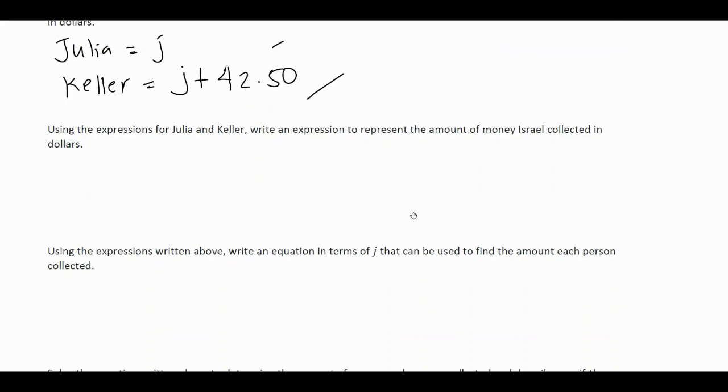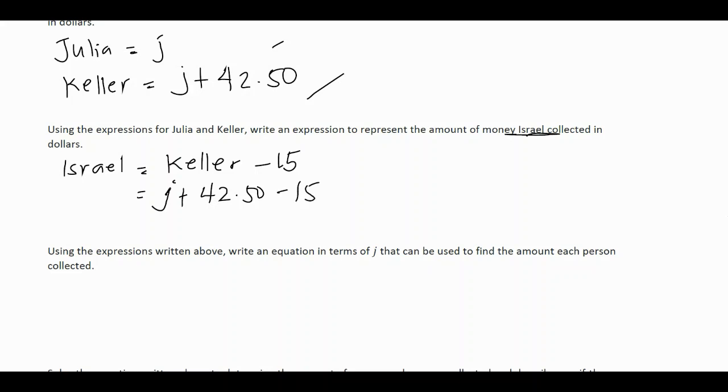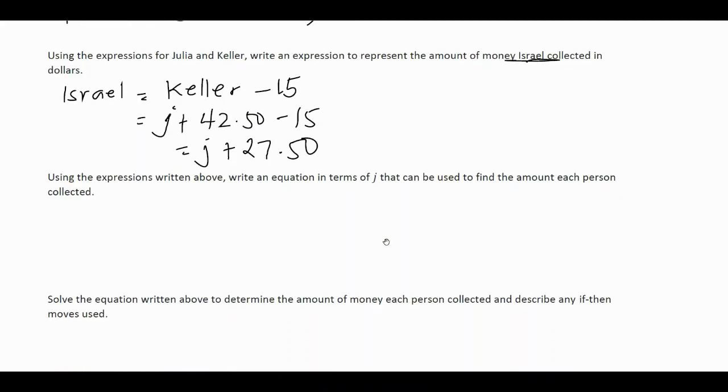Using the expressions for Julia and Keller, write an expression to represent the amount of money Israel collected. As we can remember, it says there Israel collected $15 less than Keller, wherein Keller is J plus 42.50. So it's going to be J plus 42.50 minus 15. We can simplify it as J plus 42.50 minus 15, which is 27.50.